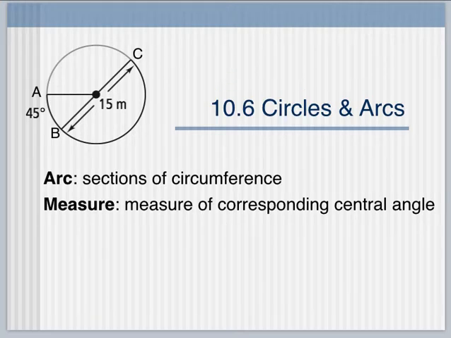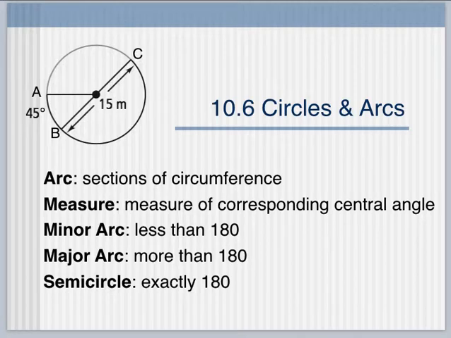There's three different kinds of arcs. Minor arcs are all those arcs that are less than 180 degrees, less than half a circle. So for example, this arc AB is a minor arc, and so is this arc AC. They're both less than half a circle.